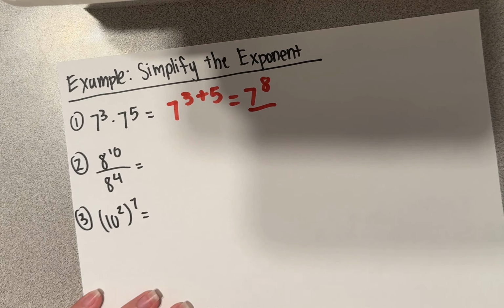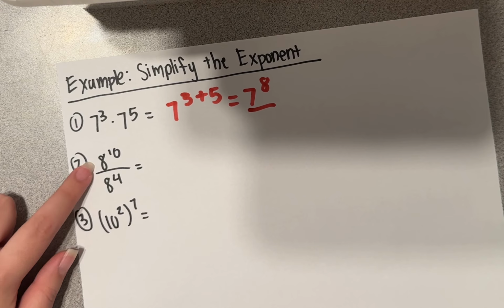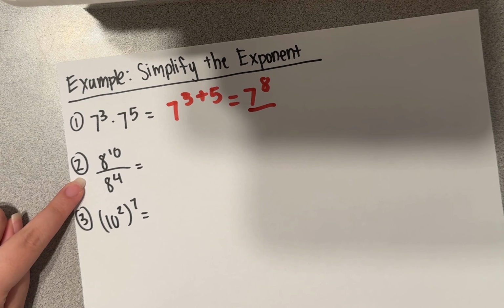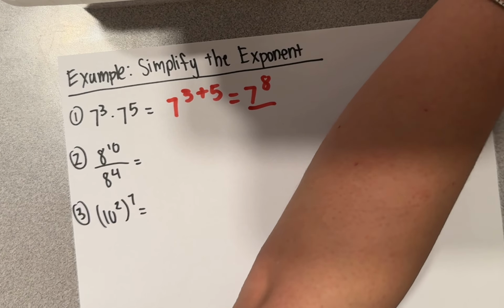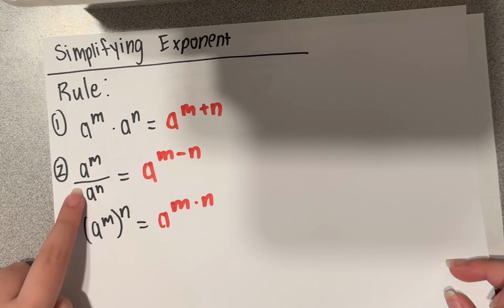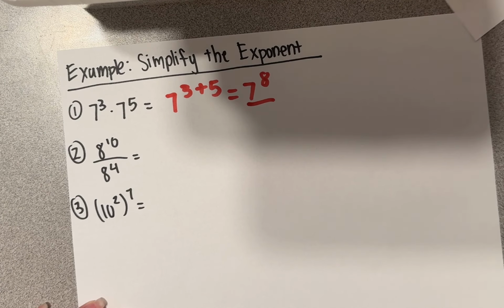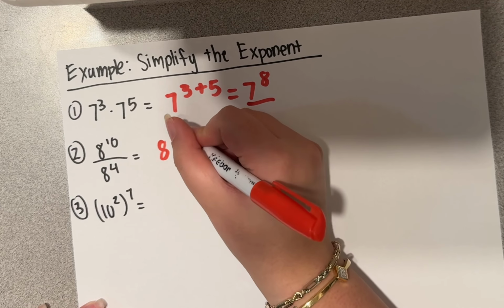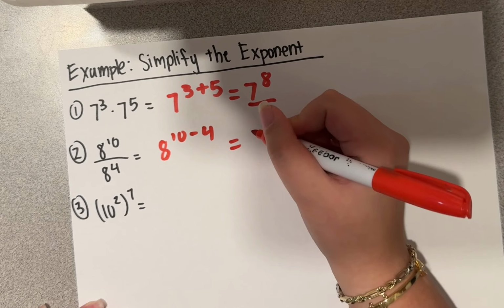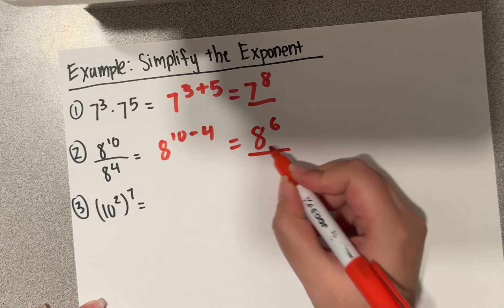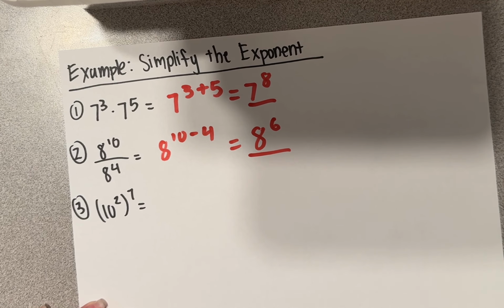Now let's move on to this one. So same base of 8, we're just dividing the exponents. This one is a 10 and this one is a 4. And if you look back at our note on rule number 2, right here, when we are dividing exponents, we're really subtracting. So we're going to keep the same base 8, and we do 10 minus 4. And that is 6. And this is our answer. Keep in mind that we still have the same base.